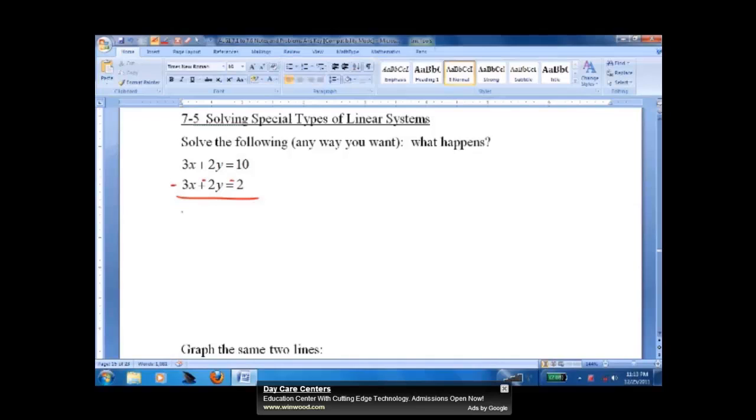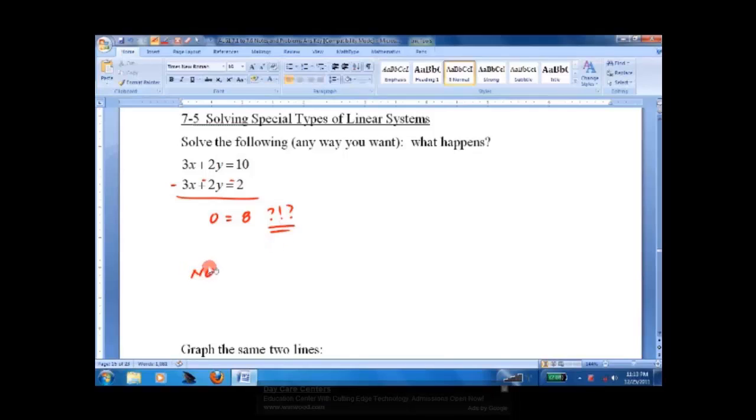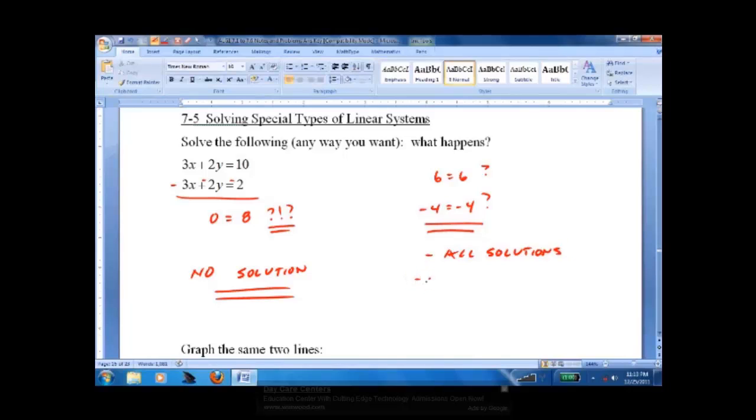So subtract down, the x's and the y's actually both cancel, so you're left with 0 equals 8, which can't happen. So that is a no solution. 0 does not equal 8. If we got something like 6 equals 6 or negative 4 equals negative 4, that would be an all solutions. Or, the way it's written in this unit, infinitely many solutions. We'll talk about that in a second.